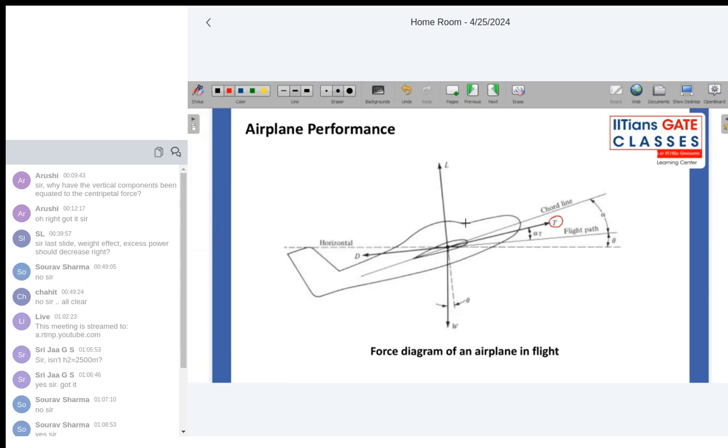All these forces act at different points, but here we are not considering any moment balance. Here we are considering only force balance, force equilibrium. That's why I have shown all of them at a single point. But in reality, lift and drag act at the aerodynamic center, thrust acts at the engine center line, and weight acts at the CG location.